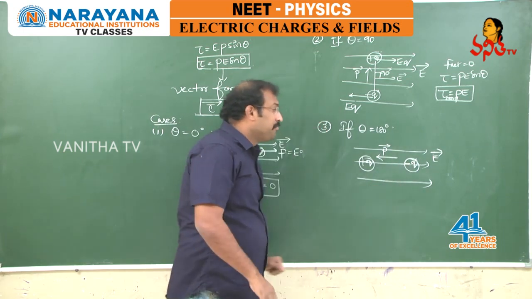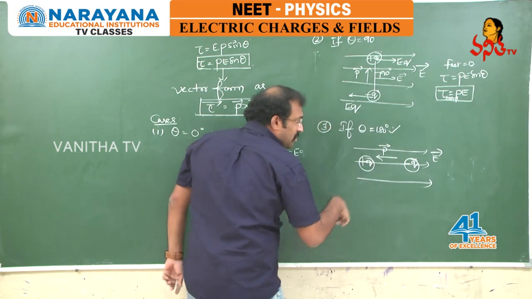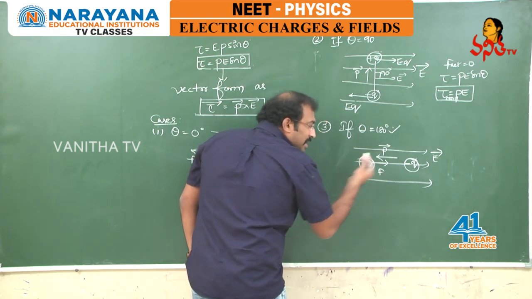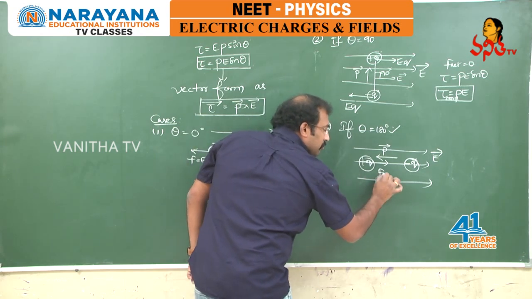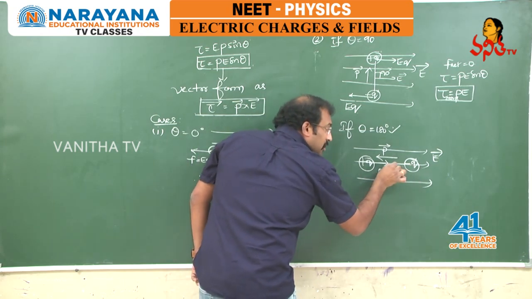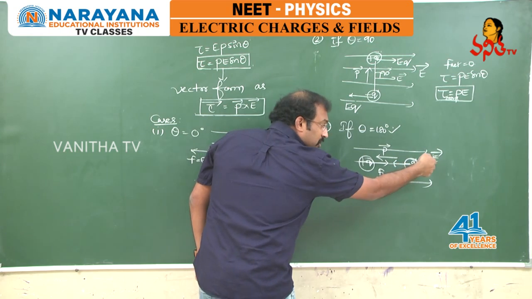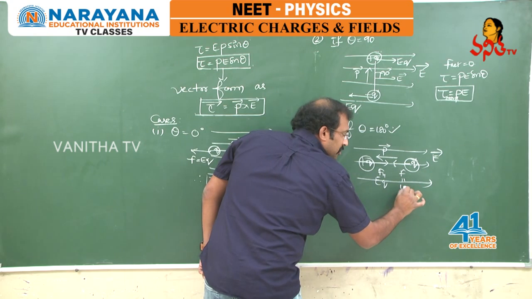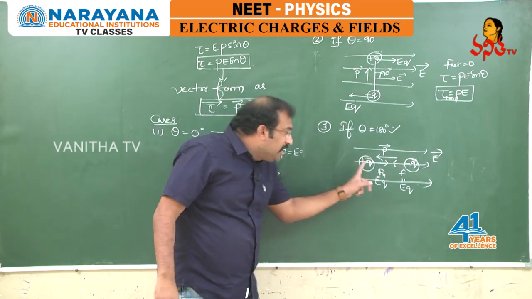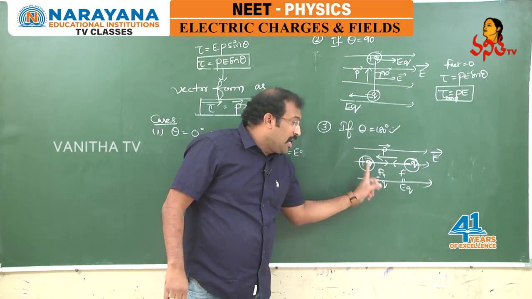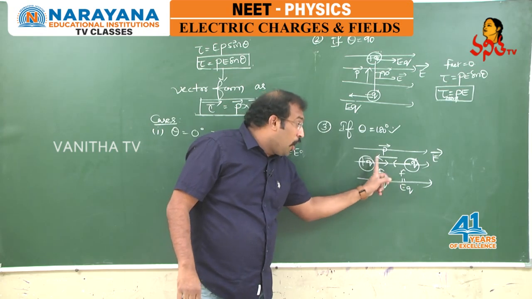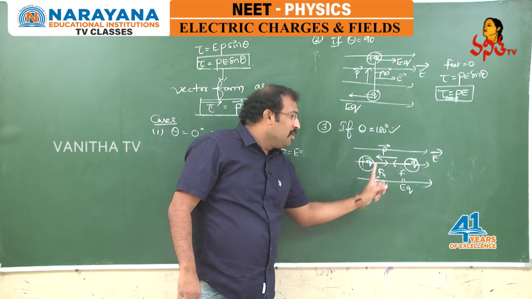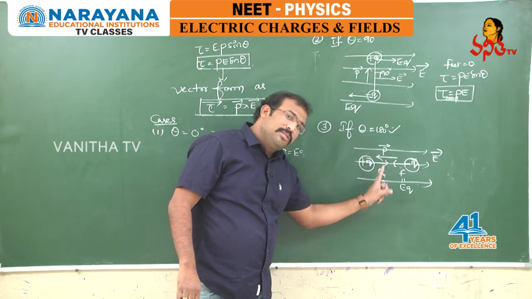So therefore, theta is 180 degrees, and the forces acting on them are, see, this is the force in this direction, which is EQ. This is the force in this direction upon this minus Q due to this field, which is equal to EQ. These two forces are equal in magnitude and opposite in direction, passing through the center. Therefore, the net force acting on the dipole is 0.